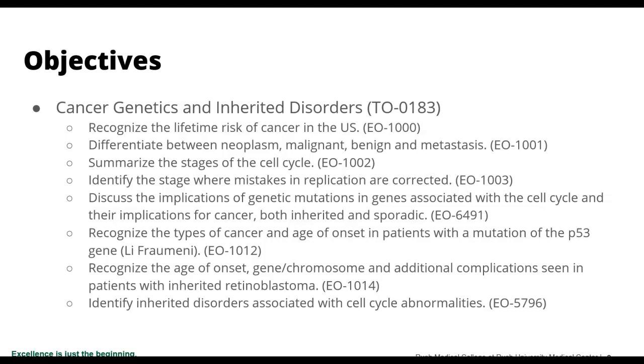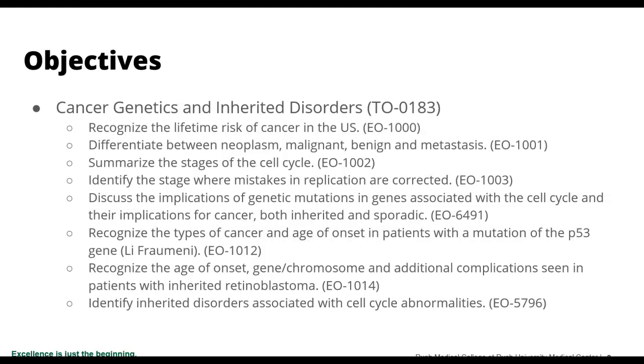The objectives of this particular presentation include recognizing the lifetime risk of cancer in the U.S., differentiating between neoplasm, malignant, and benign, summarizing the stages of the cell cycle, and I have to be honest, the cell cycle is the most important thing that you need to understand when you're thinking about cancer. Identify the stage in the cell cycle where mistakes in replication are corrected, discuss the implications of genetic mutations in genes associated with the cell cycle and their implication for cancer, both inherited and sporadic.